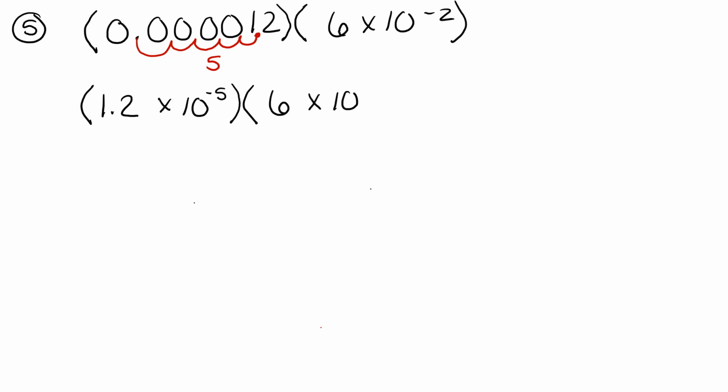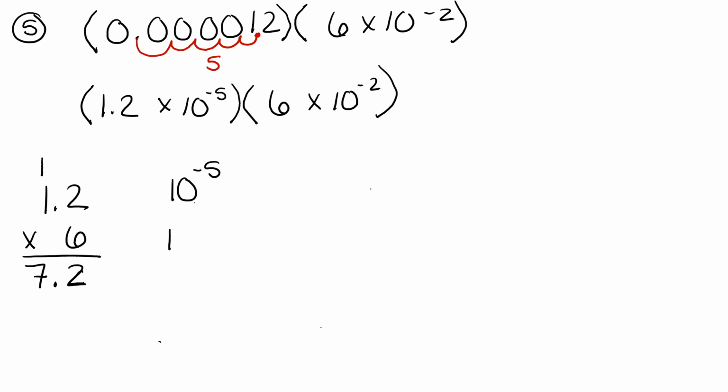And then we can multiply it by 6 times 10 to the negative 2nd. So 1.2 times 6. 6 times 2 is 12. Put down the 2, carry the 1. 6 times 1 is 6, plus 1 is 7. Put your decimal point back in your answer. With our exponents, when we're multiplying, we would add our exponents together. Negative 5 plus negative 2 would get us negative 7.